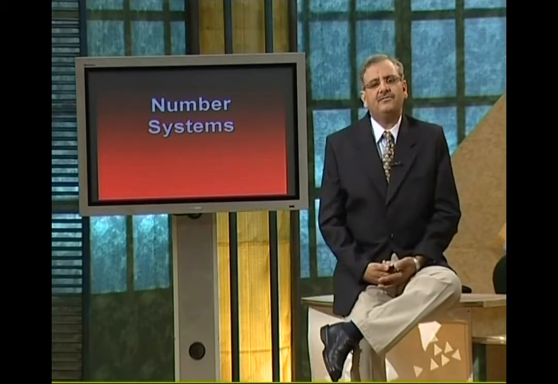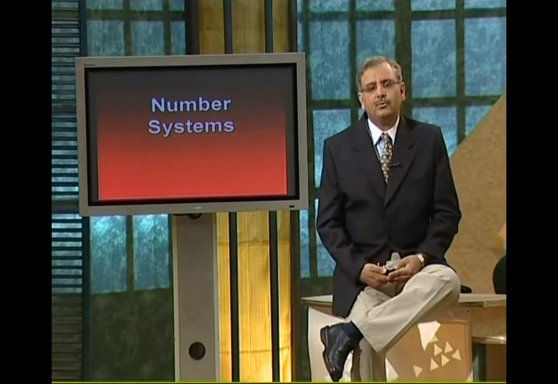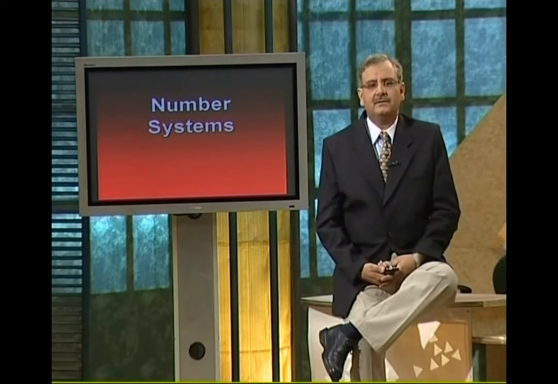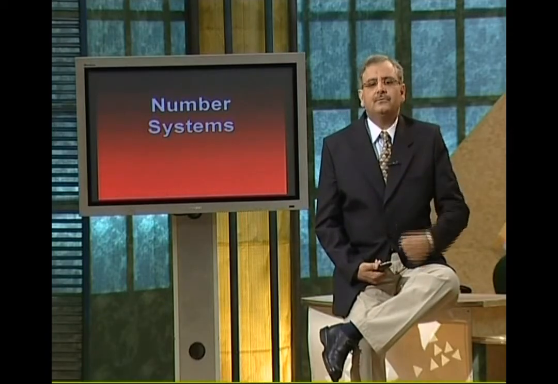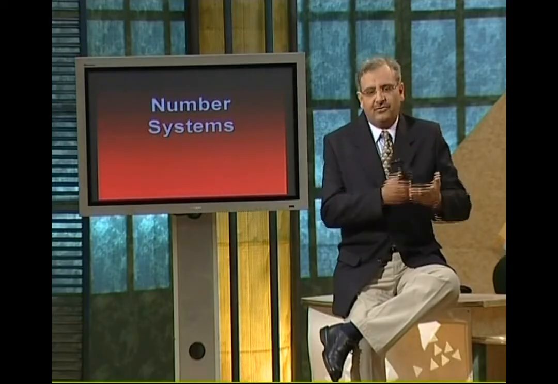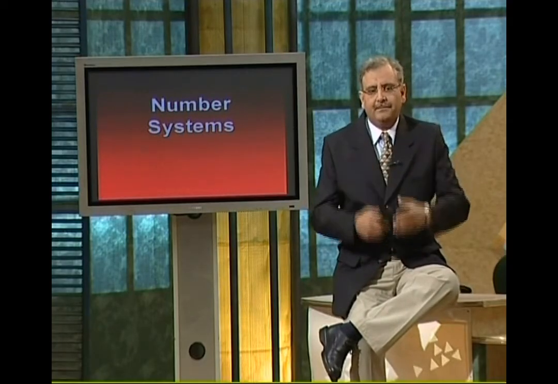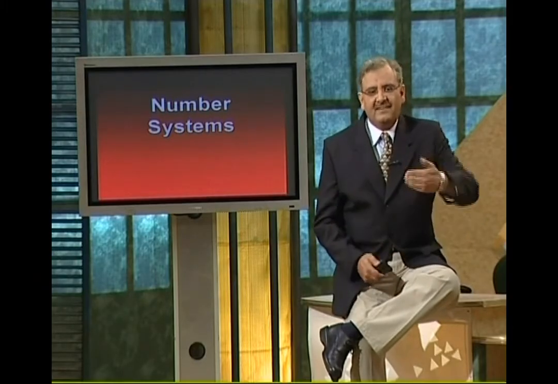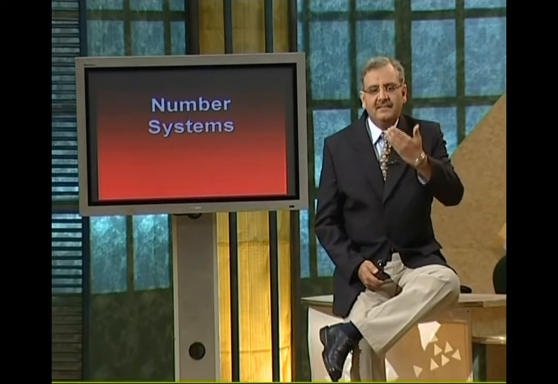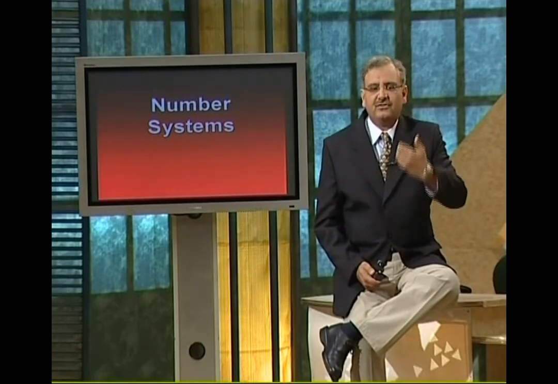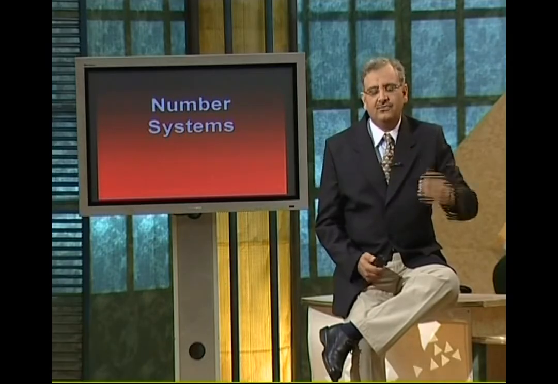Now, all these three number systems are known as positional number systems. Why do we call them positional number systems? Because the exact value of the digit is determined by its position. So, for example, in the decimal number system, the first digit, which has the position 0, has the weight 1. The next digit, which has the position 1, has the weight 10, and so on.